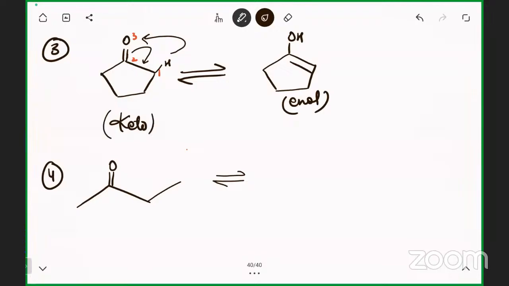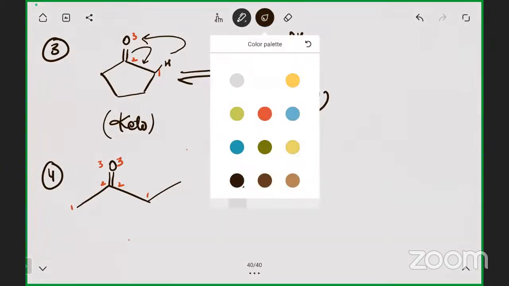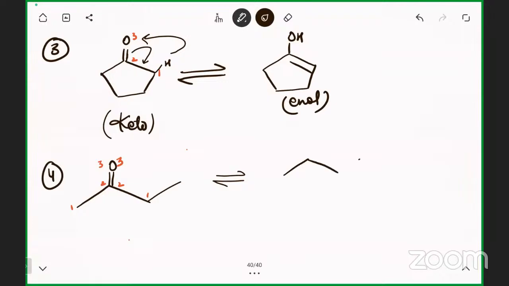Okay, this one. If I go, it will be 1, 2, 3, or 1, 2, 3. So 2 tautomers can be made from this particular example. One will be this OH and one having the double bond on this position. Another tautomer can be made with OH here and the double bond here. So the two tautomers can be made over here.